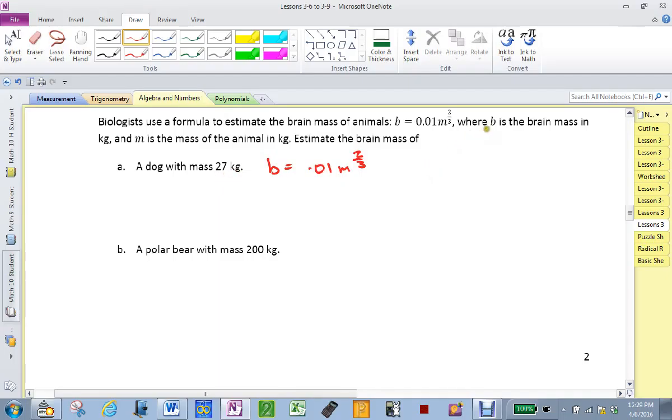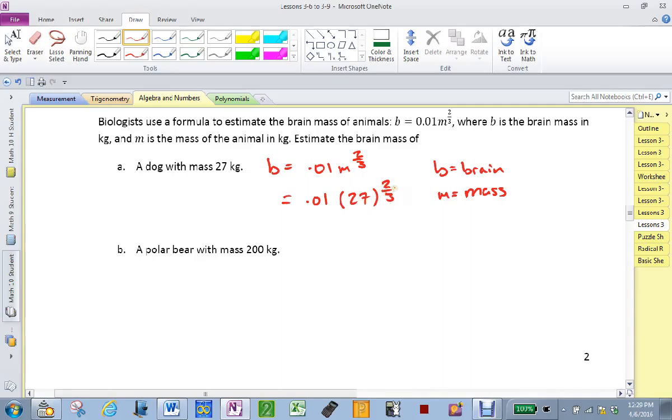Okay? B is the brain, and M is the mass. What do you know from this question? M or B? M. It's 27, yes? So, 0.01 times 27 to the 2/3.